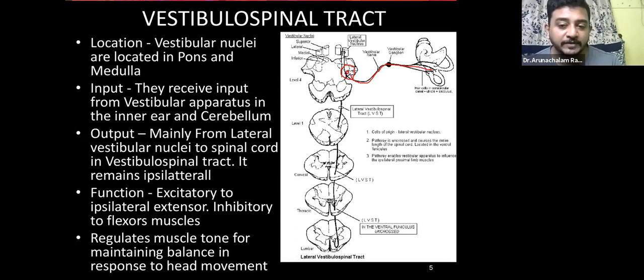This information from there on is relayed to the same side spinal area. So this is not crossing. Remember, rubrospinal is crossing, vestibulospinal is not crossing. So what is the function of the vestibulospinal tract? It influences the same side extensors. It is inhibitory to the flexors. Very importantly, you have to remember this: it is inhibitory to flexors and excitatory to the extensors. As usual, it controls the muscle tone and the balance, and the head movement is detected by the vestibulospinal tract. Fine.